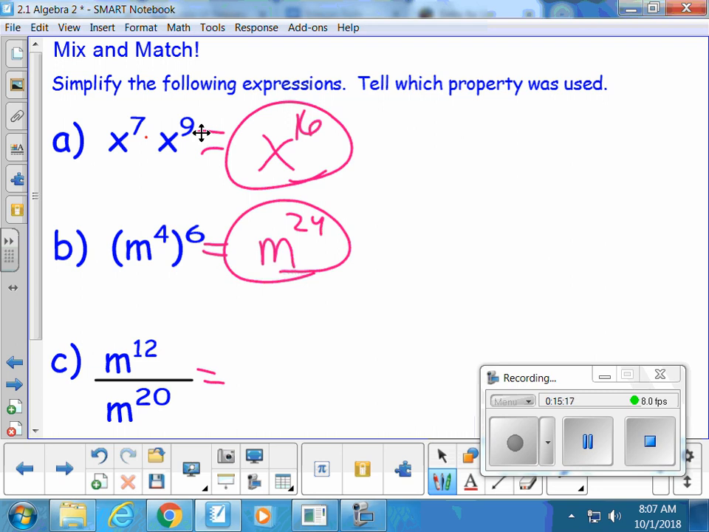So I'm going to sing you a song. Bigger minus smaller, put the answer where the bigger lived. So 20 is bigger than 12, so she's going to put her m to the 8th on the bottom, and she'll just have a 1 as a placeholder up top. Look good? Yeah. 20 minus 12 equals 8. Put it in the bottom. Go, Cecilia.